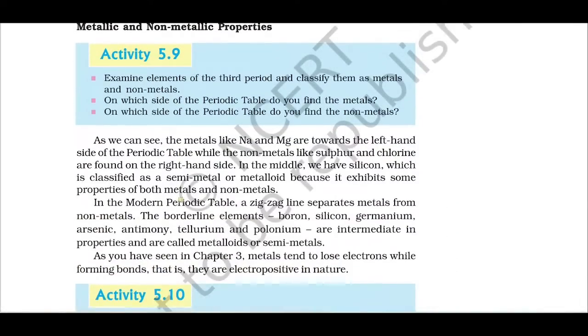Metallic and non-metallic. Metallic nature decreases along the period and increases down the group. There are a few elements which exhibit the properties of both metals and non-metals. Those are called metalloids. The elements which possess the properties of both metals and non-metals are called what? Metalloids. Example, silicon.